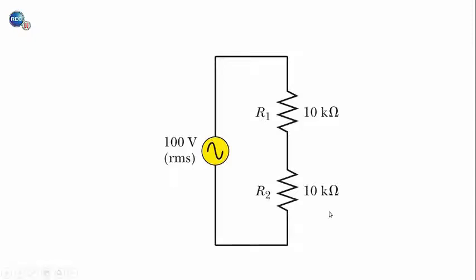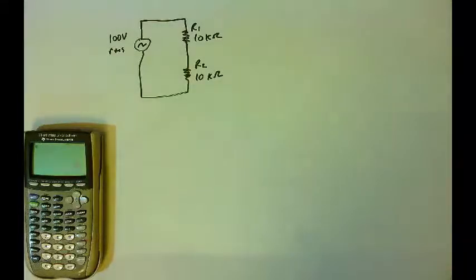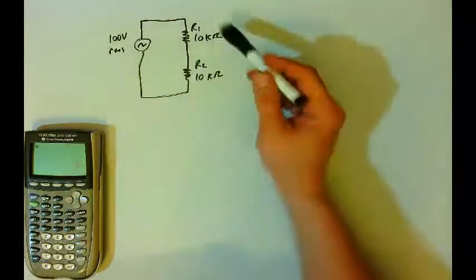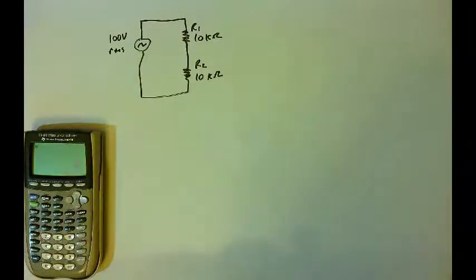And so here we see a simple circuit. Anytime we do calculations in simple circuits, let's take a look at a simple AC circuit. Here we have a circuit with a 100 volts RMS source and two 10 kilo ohm resistors in series.